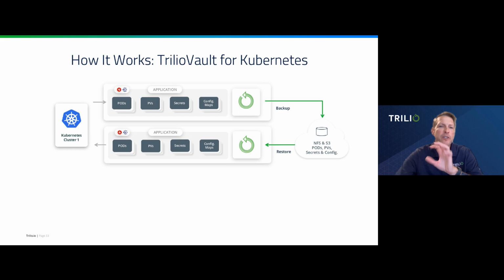So then, with your application protected offsite, something happens to that application in that cluster. Maybe there's been a change that wasn't authorized. You need to roll back to the version that was the correct version. You could then restore that application back into the same cluster, either into a new namespace or even into the same namespace.